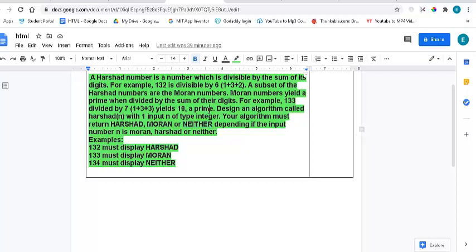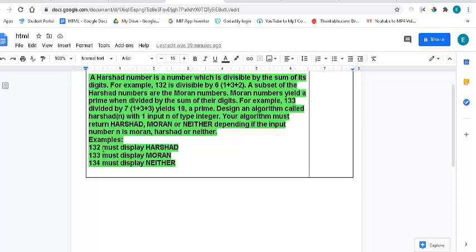Now, what exactly is a harshad or moron number? It's a very simple process. A number which is divisible by the sum of its digits is called harshad. Now, a subset of the harshad numbers are the ones that if you divide the number by the sum of the digits, you get another number which is a prime number. If that one is prime, then we call it moron.